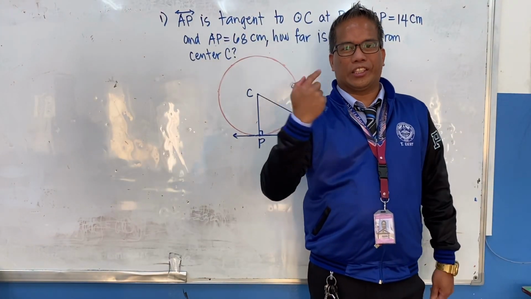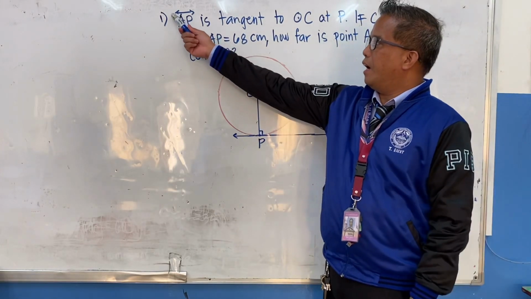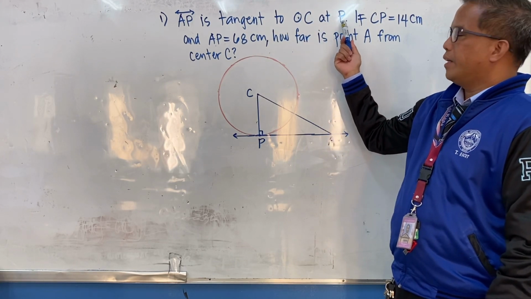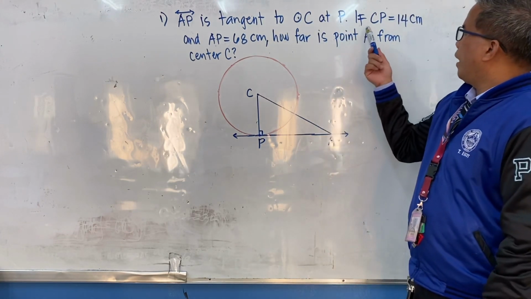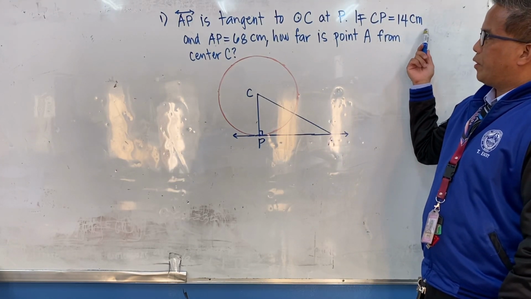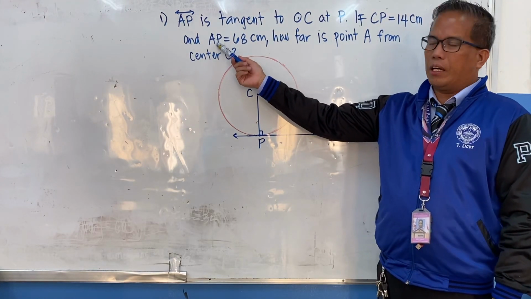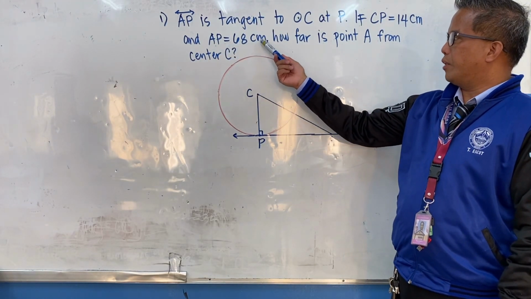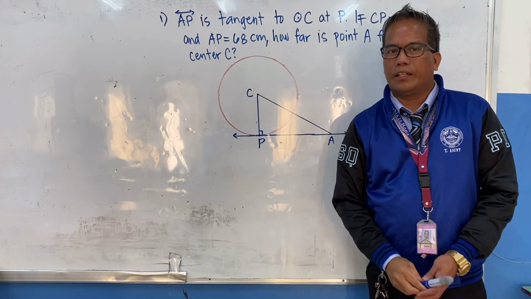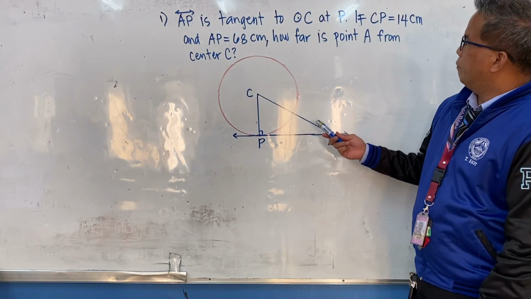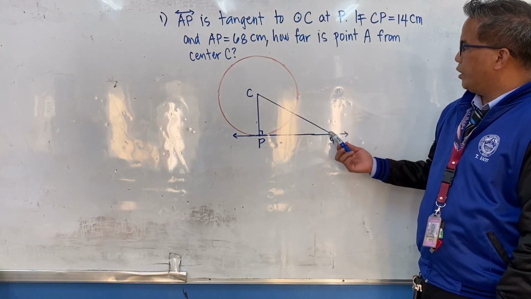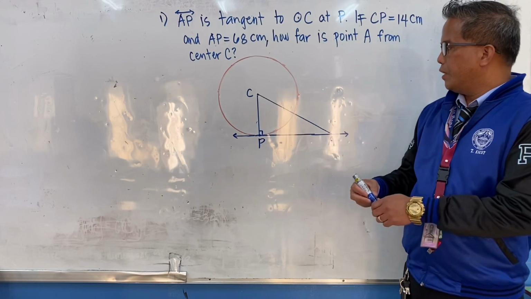Let us answer example number 1. Line AP is tangent to circle C at point P. If segment CP equals 14 centimeters and segment AP equals 68 centimeters, how far is point A from center C? So meaning, from center C is here, so point A from center C.